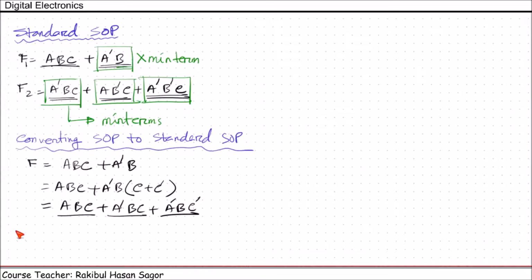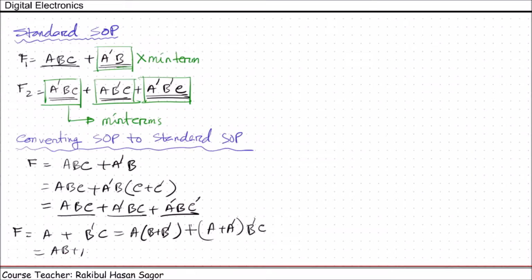Now let's say another example. Suppose we have f equal to a plus b'c. Now here we have 2 missing variables and here we have 1 missing variable. There are total 3 variables a, b, c. Now let's start converting this SOP to standard SOP. First of all, let's take b plus b', the first missing variable, and a plus a' for the second term into b'c. We can write ab plus ab' plus ab'c plus a'b'c.